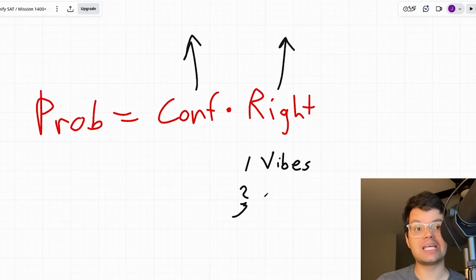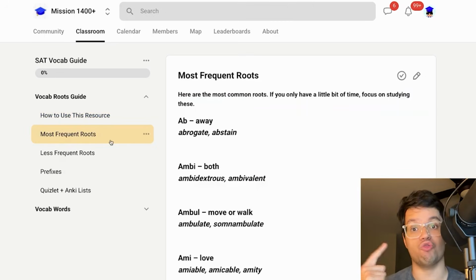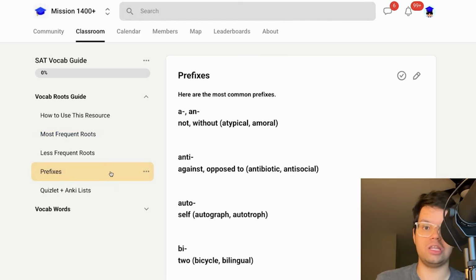Second thing is what I call etymology. This refers to the roots and prefixes of the word. In my Skool community, I actually have a link to all of the most frequent roots and prefixes that you'll see on SAT vocab questions, so check that out with the link in the description below.